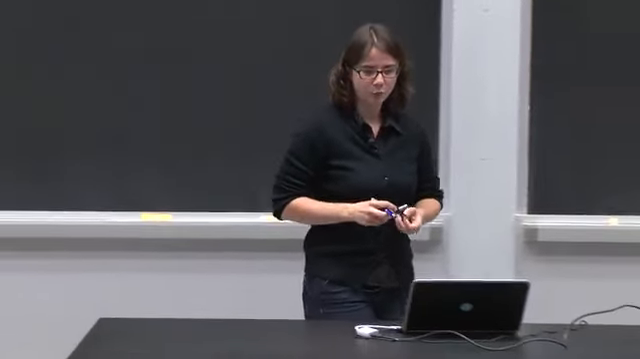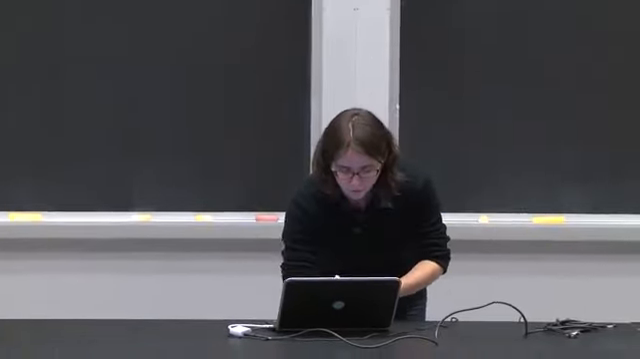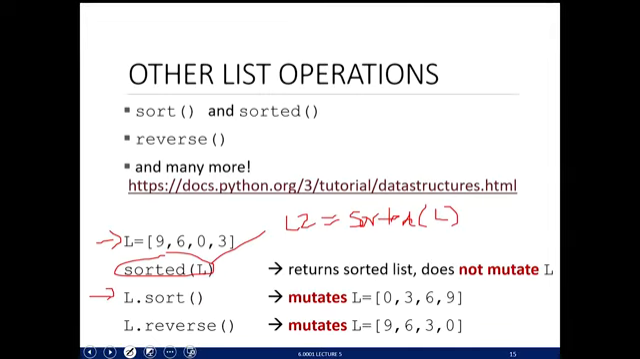On the other hand, if you just want to mutate L and you don't care about getting another sorted copy, you just do L.sort(). That's going to automatically sort L for you, and L is now the sorted version of L. Similarly, reverse is going to take L and reverse all the elements in it. So the last one is the first one, the second last one is the second one, and so on.